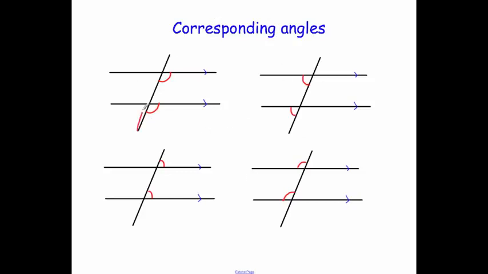Some people will call them F angles because, as you can see, if you've got this F shape, the angles underneath the arms of the F will be the same. Likewise for a backwards F, the angles underneath the arms of the F are the same as each other. And even an upside down F, the angles above the arms of the F will be the same as each other. And even a backwards upside down F, the two angles here would be the same as each other. So some people will call them F angles, but the proper name is corresponding angles.